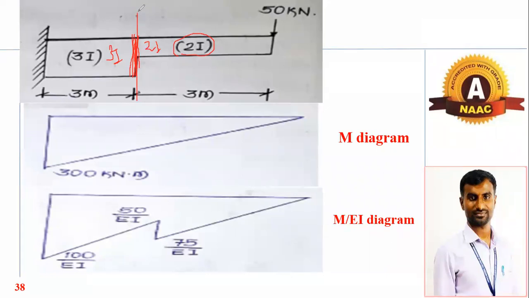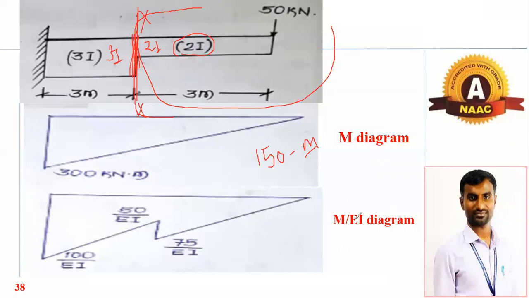At this particular section, what is the bending moment? Tell me first. Bending moment is force into perpendicular distance. Consider the right portion and tell me. Yes, Rajkumar, 150 kilonewton. Yes, correct, 150. 50 into 3, 150, right. So 150 kilonewton meter. Now this is nothing but the M, or we can say bending moment.